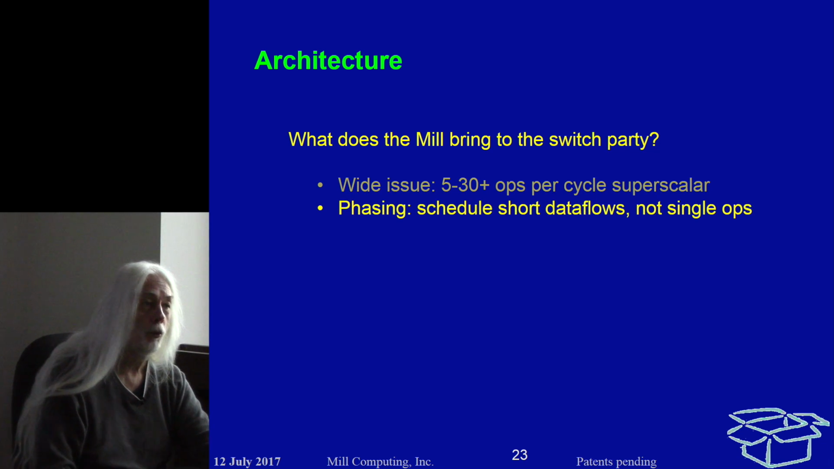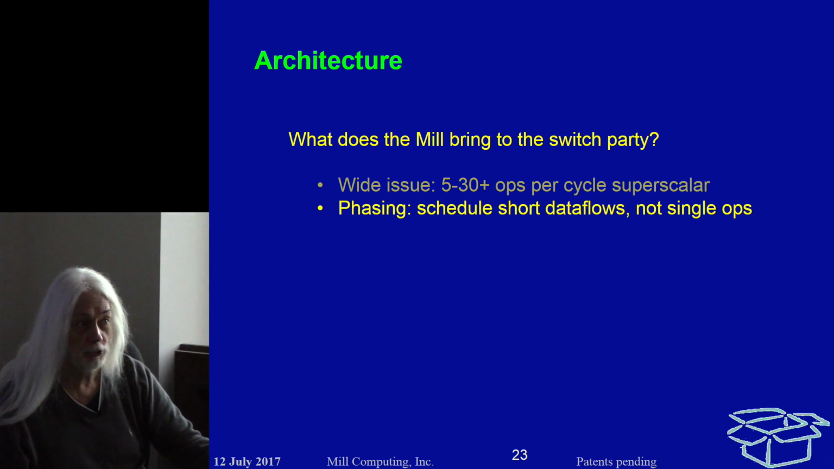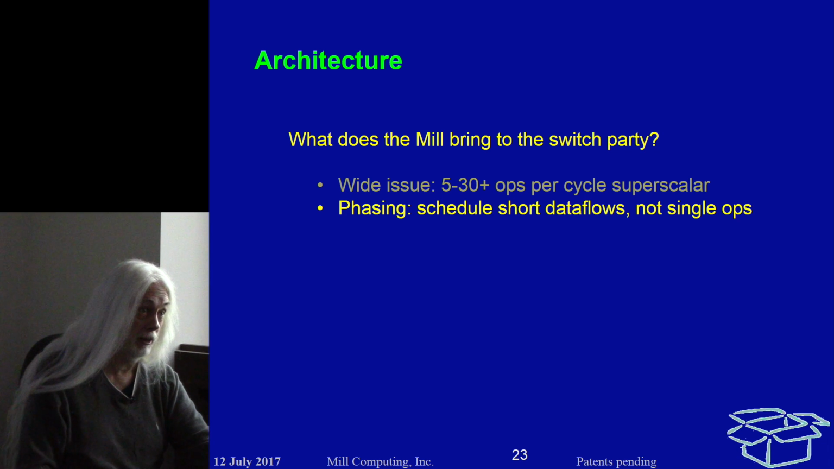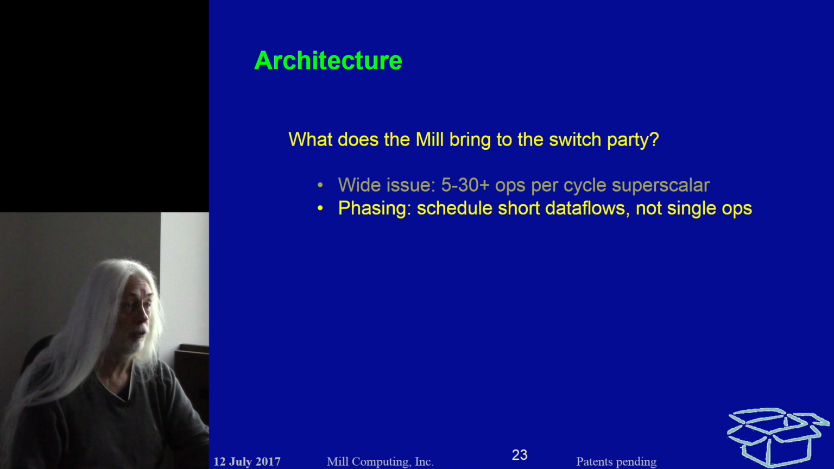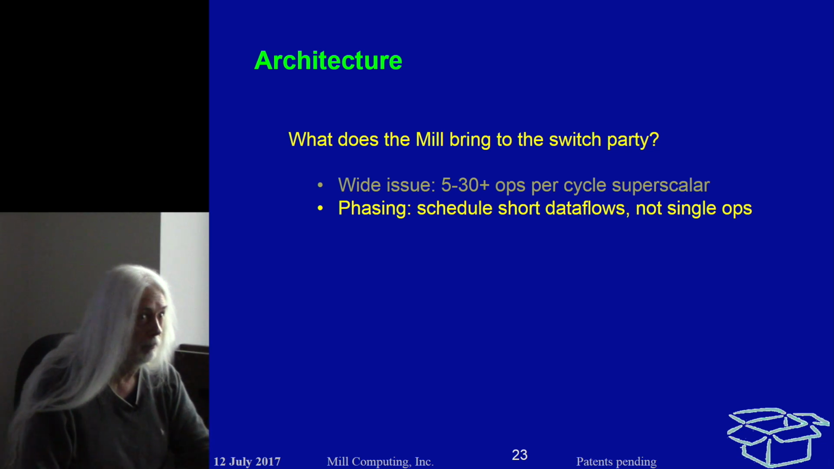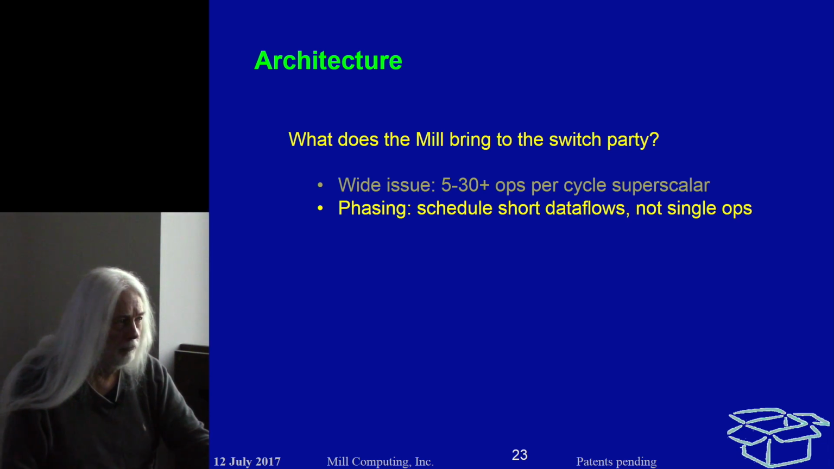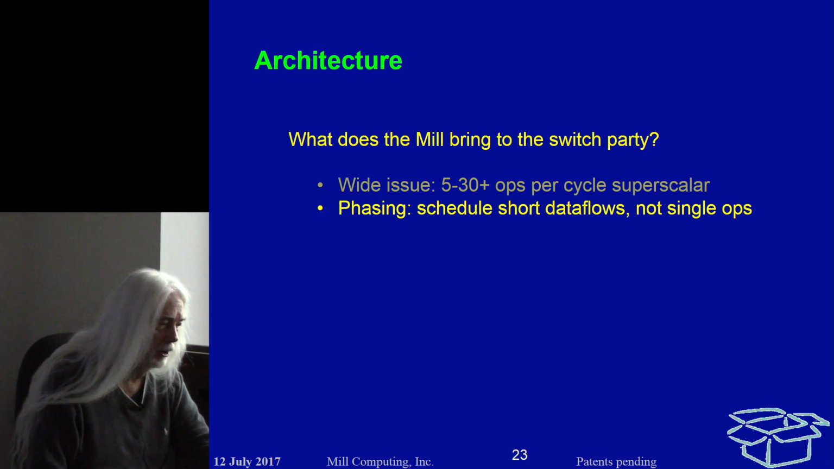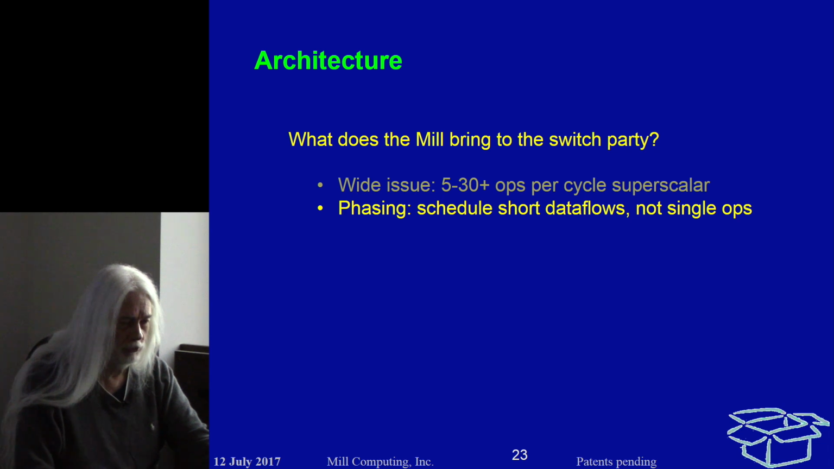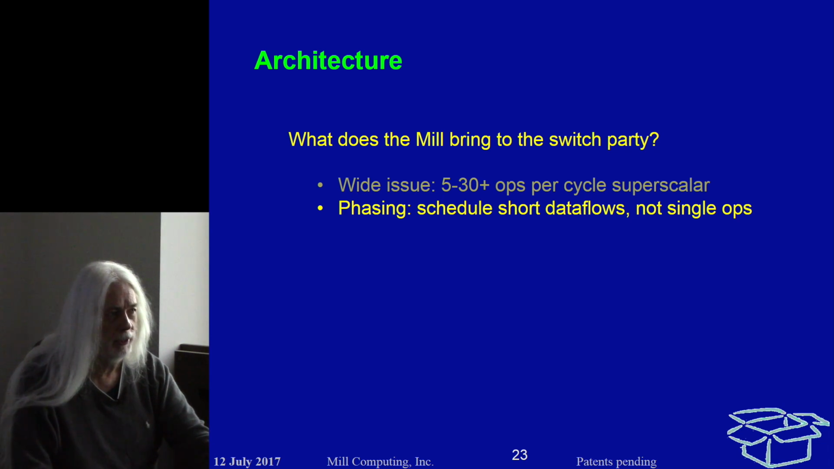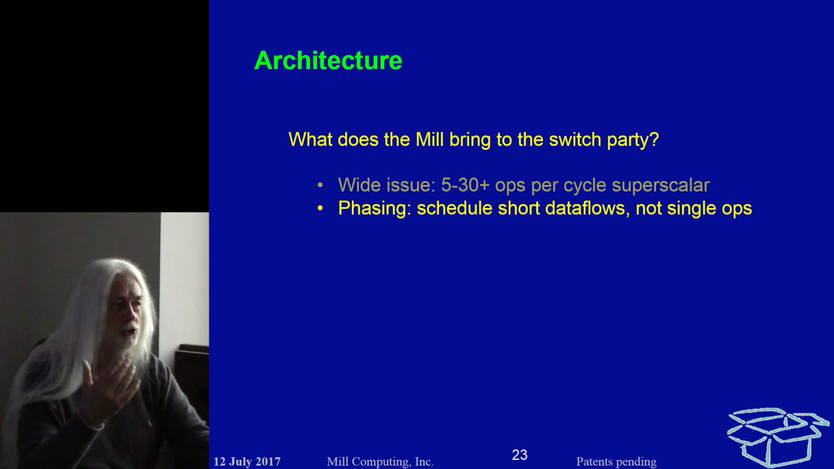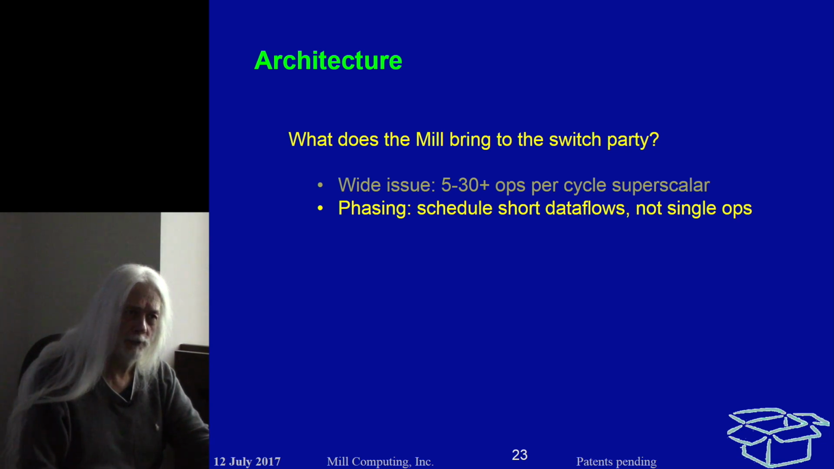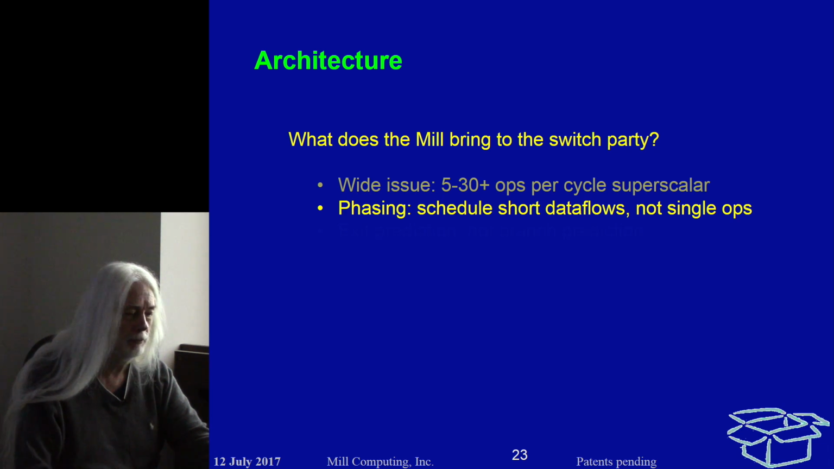So its width is extreme compared to a conventional machine. Conventional machines typically max out at a sustained rate of 4 ops. If you pick exactly the right ops, you get 4 ops every cycle. This is typical of modern machines. We run much higher than that. Phasing I'll touch on later, but the Mill does not issue single operations. Instead, it issues short data flows consisting of 3 operations which feed into each other. This makes a big difference in the performance quality, as you'll see.